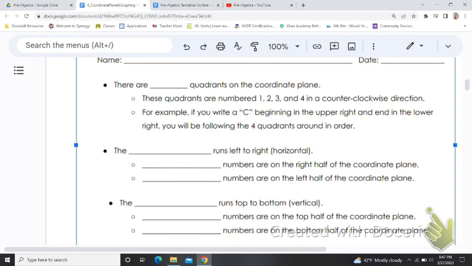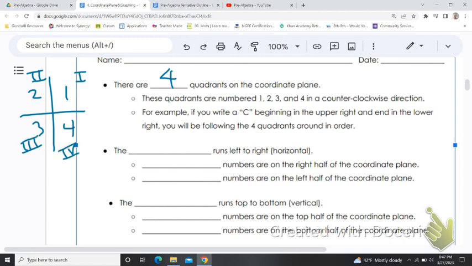So there are 4 quadrants on the coordinate plane, and they are numbered 1, 2, 3, 4 counterclockwise. And while this is written 1, 2, 3, 4, many times you will see these written in Roman numerals. So you might see them written in Roman numerals instead of our usual numbers.